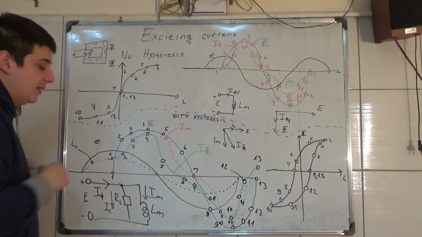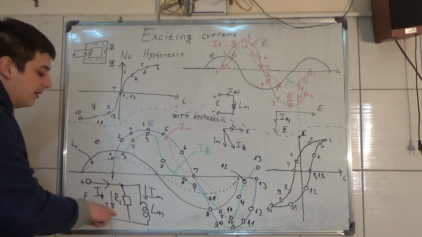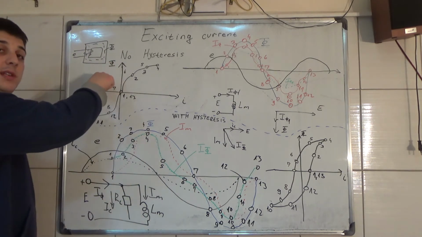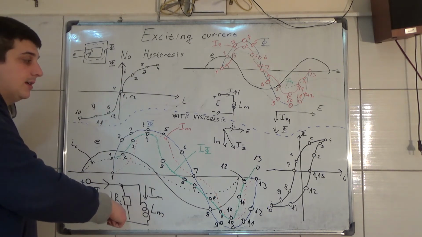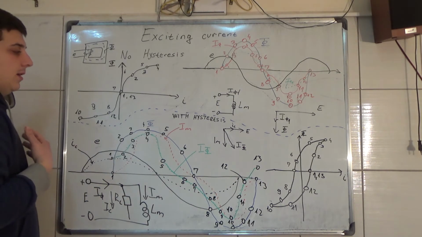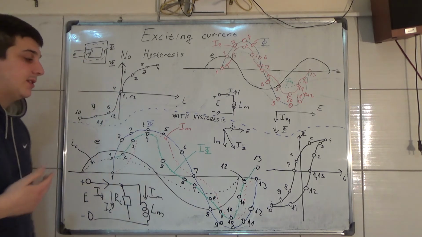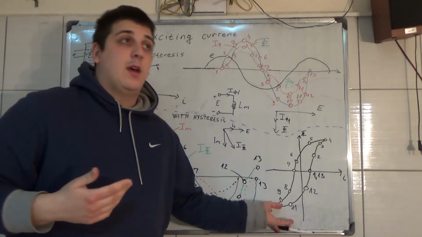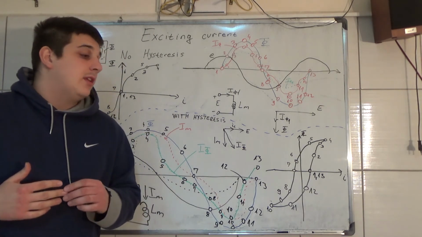magnetic circuit. You have the exciting current. This is the current that goes to the core losses, and this is the current that magnetizes the magnetic circuit. It magnetizes the magnetic core. Sorry. And that's it for this video.